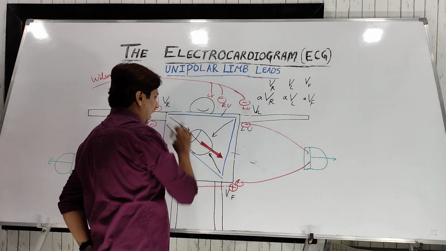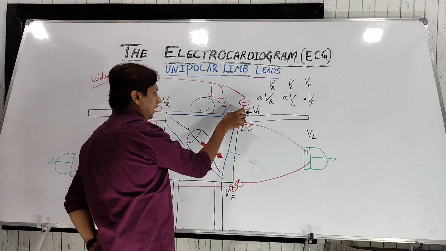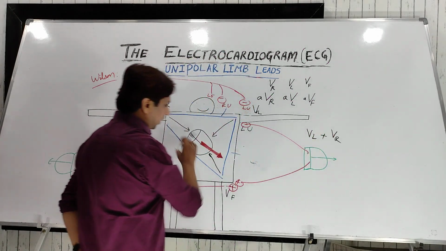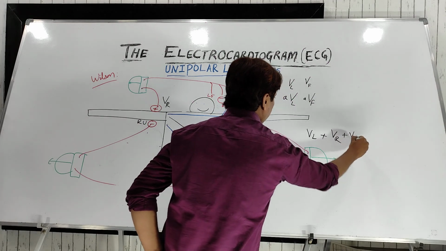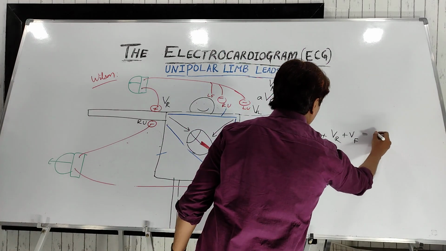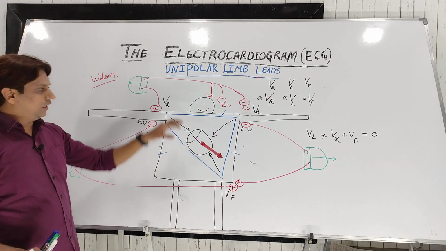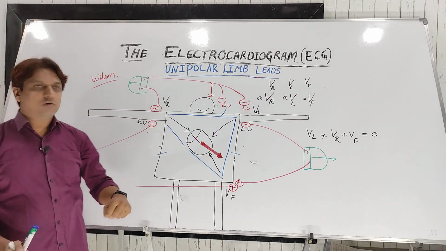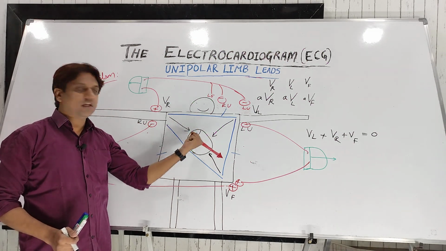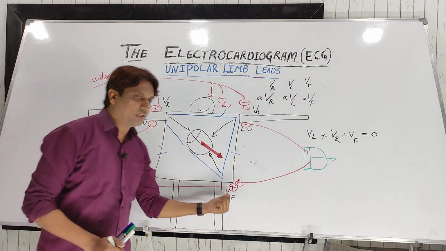If you sum up the electrical activity, that is the electrical potential, suppose at the left upper limb it is VL, the electrical potential in the right upper limb is VR, and the electrical potential in the left foot is VF, then the sum is equal to 0, or the average, if you divide by 3, will also be 0 at the center. So this will act as a virtual electrode where the sum at the center will be 0, that is the left upper limb, right upper limb and the left foot.